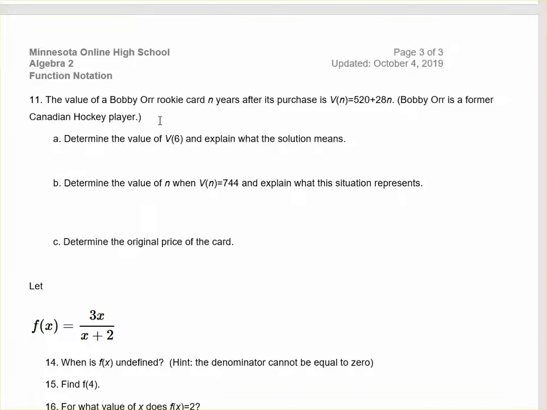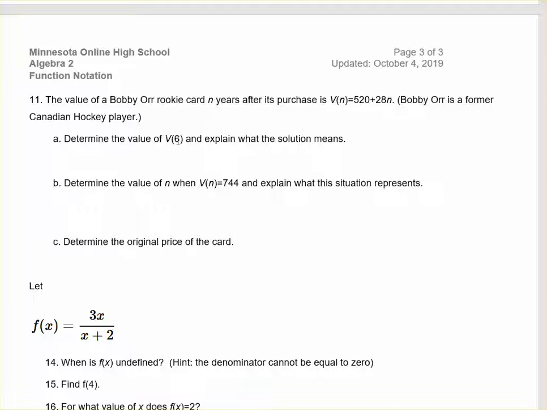All right, number 11, it says the value of a Bobby Orr rookie card n years after its purchase is given by this function. V of n equals 520 plus 28n. N is the number of years after purchase. And Bobby Orr, you can look him up, but he's a former Canadian hockey player. So the first question asks you to find V of 6. So you'll be replacing n with 6 and solving to find. You'll be finding the answer and then explain what that means.